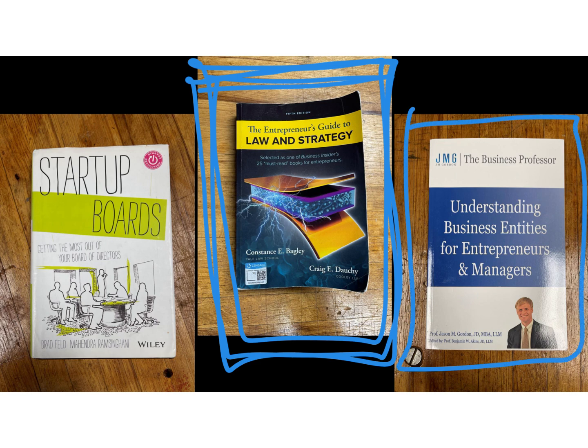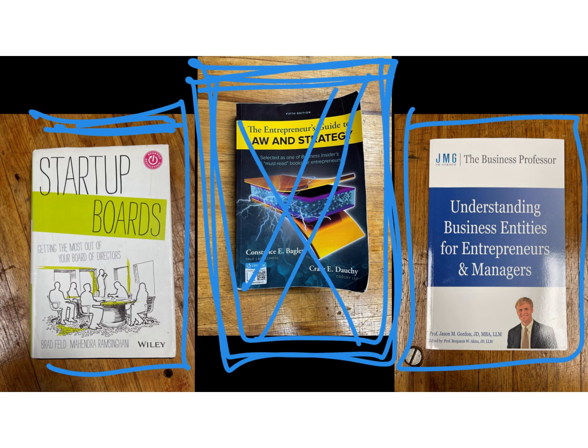Just a nice, straight to the point, almost an outline type text in terms of business entities from an entrepreneurial perspective. And then this gives you a great idea, once you scale a business or you're working with a more complex venture, of governance and how boards of directors work. So all 3 are great. This is the one we're going to want to focus on right here. And then second, and then third in terms of priority. Read Law and Strategy, and you can skim Understanding Business Entities, and you can skim Startup Boards.